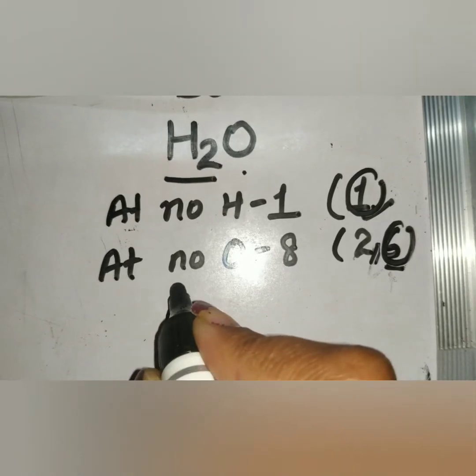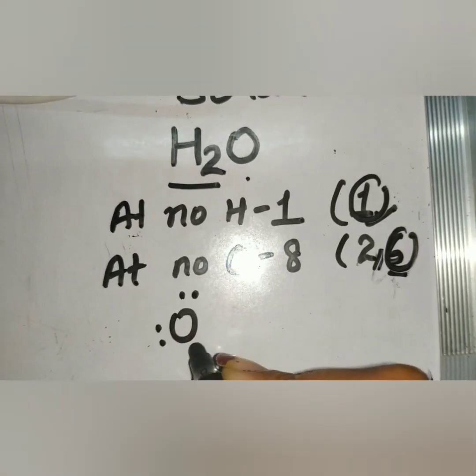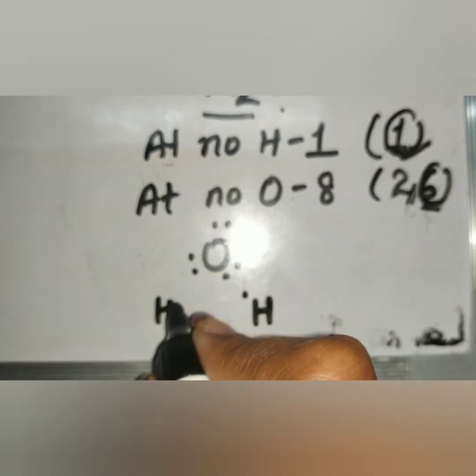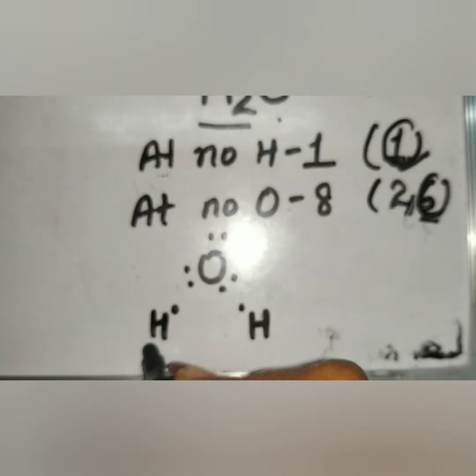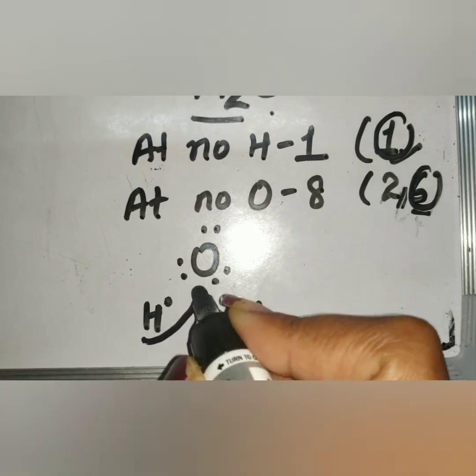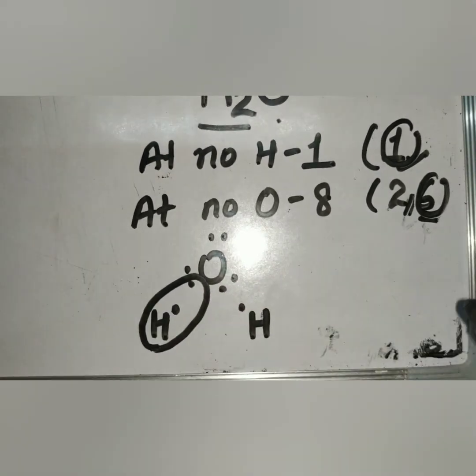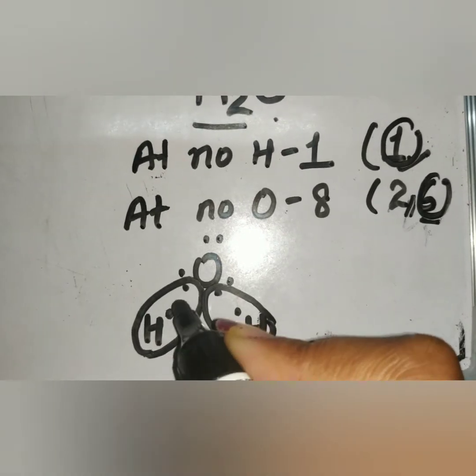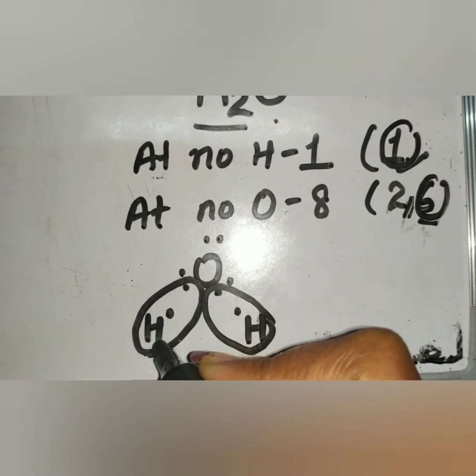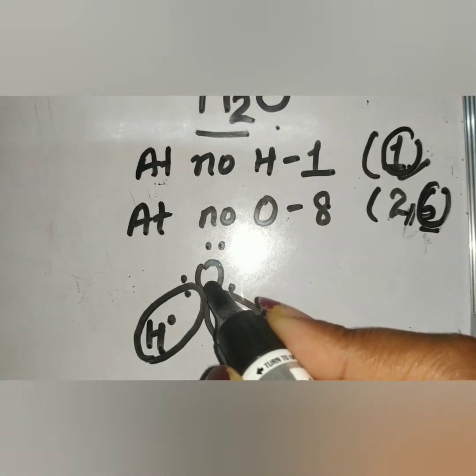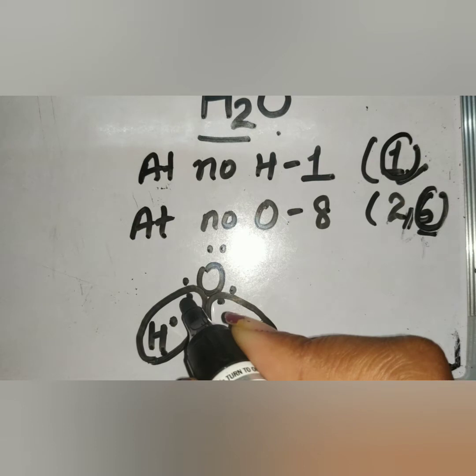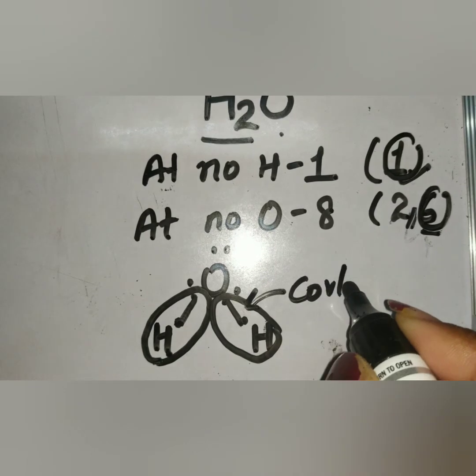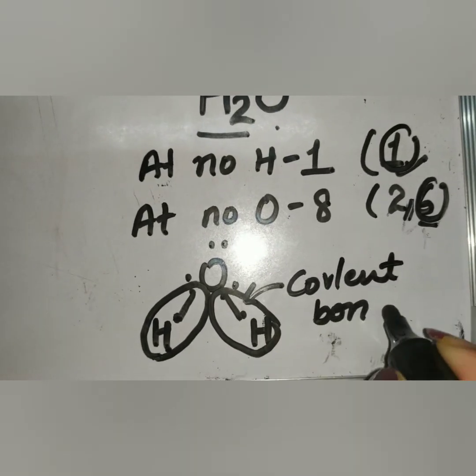So oxygen has 6 valence electrons and hydrogen has 1 valence electron. To complete its duplet, hydrogen makes a bond with an oxygen electron. This bond is made by sharing of electrons, one shared by hydrogen and the other electron shared by oxygen. This bond is formed by sharing of electrons. This bond is called a covalent bond.